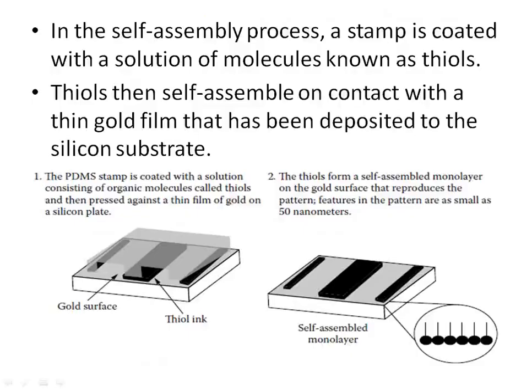In the self-assembly process, a stamp is coated with a solution of molecules known as thiols. Thiols then self-assemble on contact with a thin gold film that has been deposited on the silicon substrate. Figure shows the basic principle of the process of micro-contact printing of a self-assembled monolayer on a gold film. 1. The PDMS stamp is coated with a solution consisting of organic molecules called thiols and then pressed against a thin film of gold on a silicon plate. 2. The thiols form a self-assembled monolayer on the gold surface that reproduces the pattern. Features in the pattern are as small as 50 nanometers.